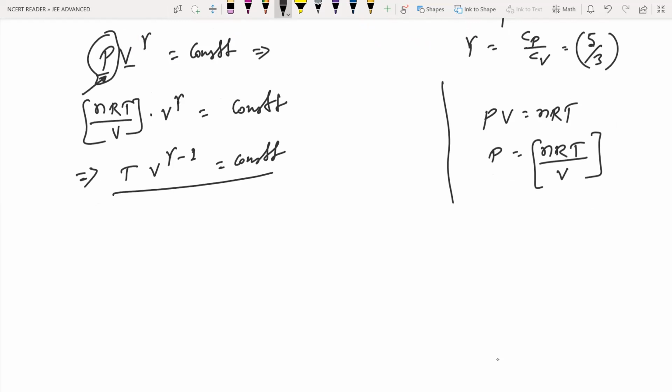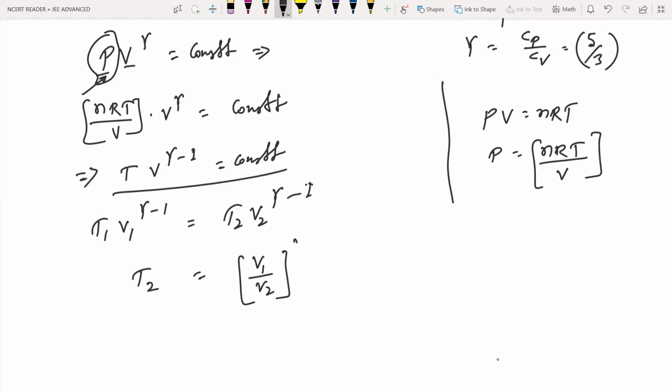And once we have this relation, we can relate T1 V1 to the power gamma minus 1 with T2 V2 to the power gamma minus 1. We know V1 and V2, gamma, and T1, so we can find T2. T2 will be V1 divided by V2 to the power gamma minus 1, and then you multiply T1 here.